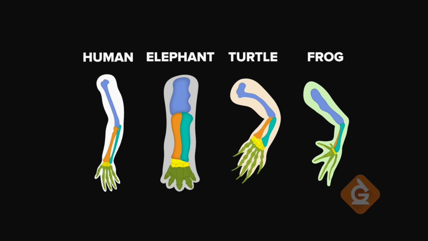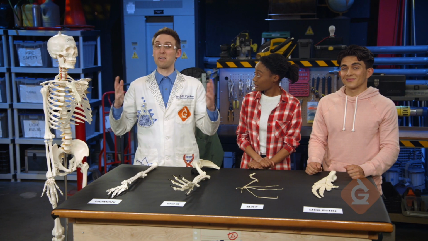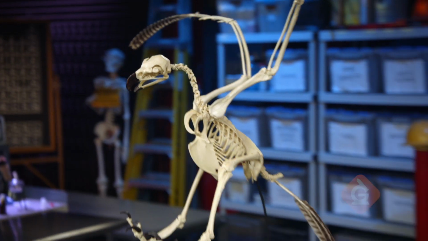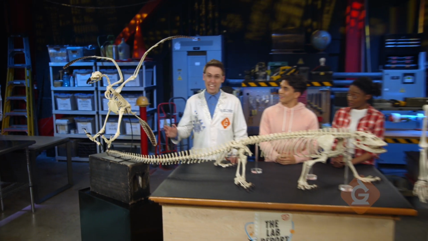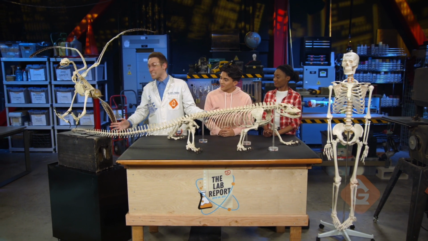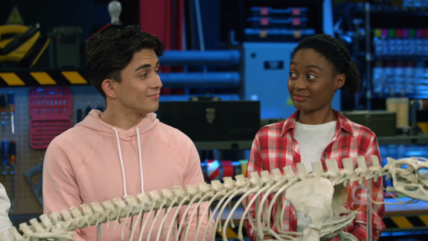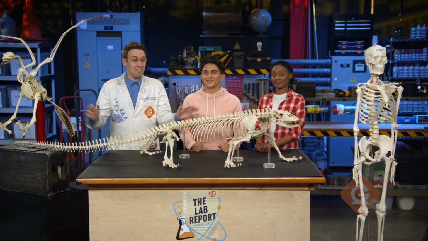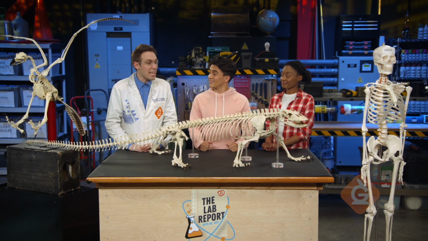So is this pattern just seen in arms and legs? Good question. Let's find out by exploring more of the anatomy. Whoa, is that a hawk? It is, and this is a Komodo dragon, the largest lizard on planet Earth. And you know Randy, of course. Hey, Randy. Sup? Let's compare these three skeletons from very different animals. What do they have in common?